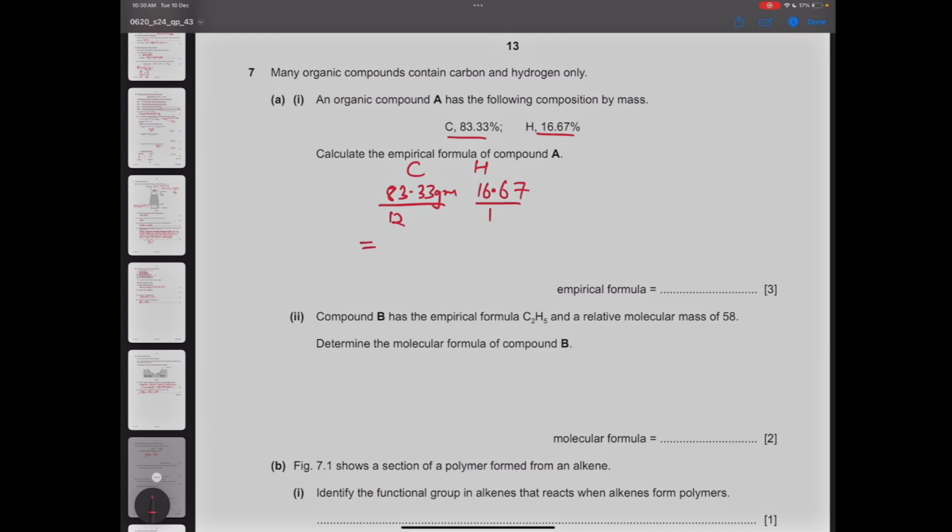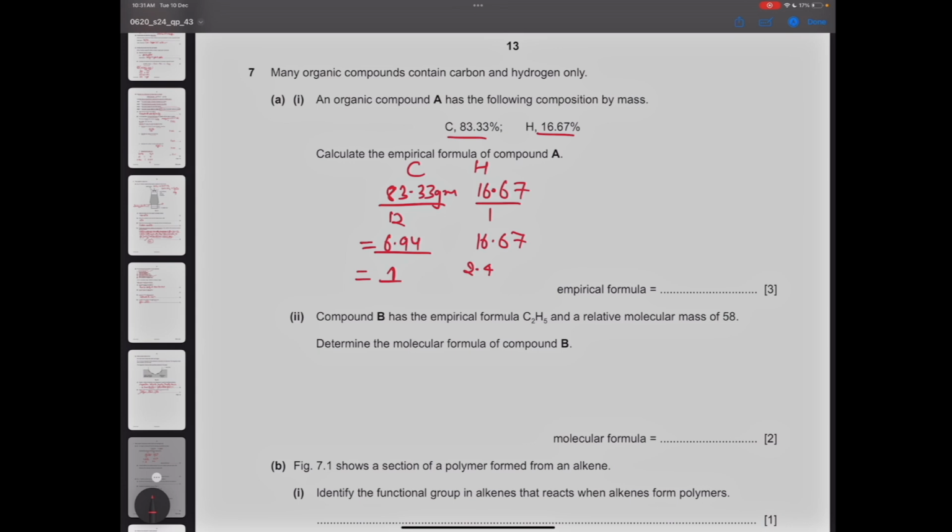Let me use the calculator here. Give me 1 minute. So when you divide 83.33 by 12, it comes out to be 6.94 and this will be 16.67. Now the next step is divide by the smallest number of moles. So this divided by itself will be 1 and 16.67 divided by 6.94 will be 2.4. Now, what do we do here?